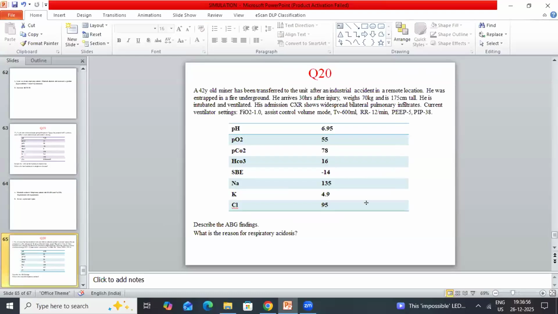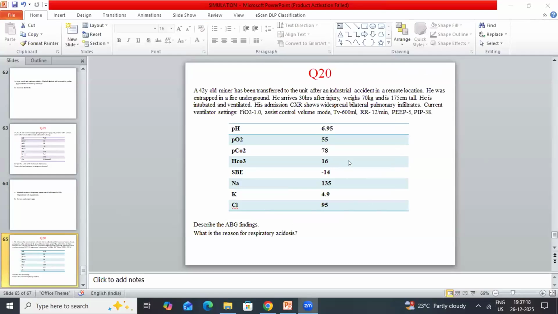Okay, perfect. So it is acute. Adjust ventilatory settings. Very good. Should go for high PEEP and low tidal volume. Okay, good. You should treat it like ARDS. Here the settings were very wrong. That is the reason for respiratory acidosis. Okay.